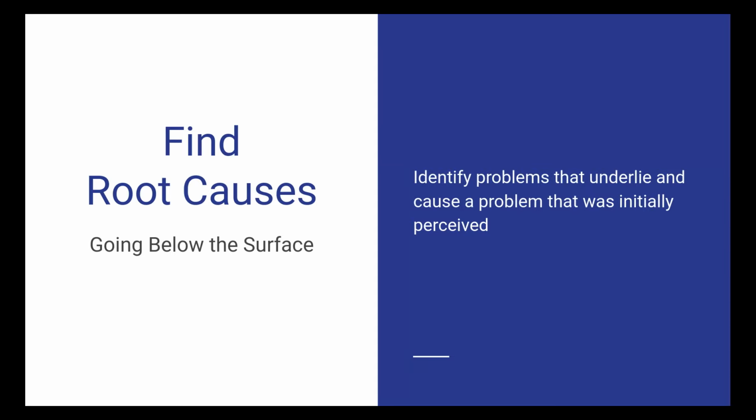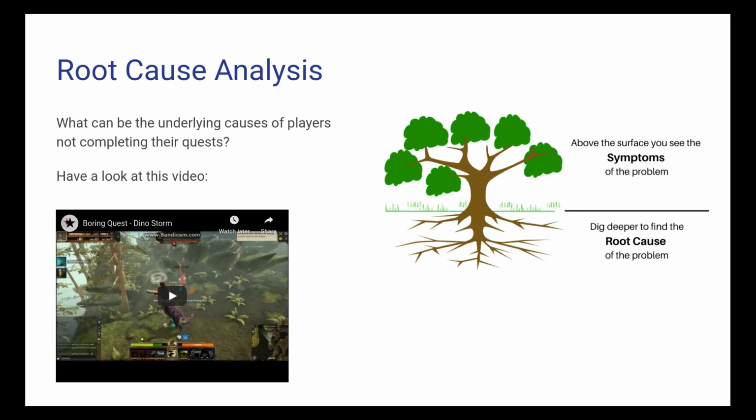The third subactivity is to find root causes. That is to identify other problems that underlie and cause the initial problem. The symptom is that players don't complete their quests, and our task is to identify the root causes for this symptom. And there might of course be many different root causes. One way to identify some of these, please have a look at this little video for some ideas.